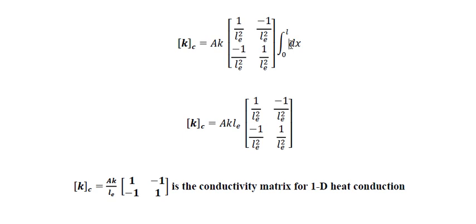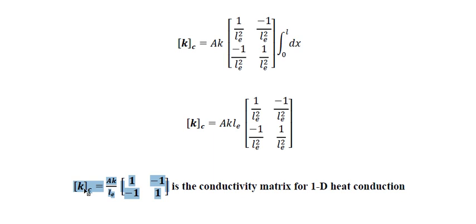What is the integration of 1 dx? After applying the limits, x becomes L, or Le. So that Le is taken outside and this matrix is written. So A K Le into 1 by L square, minus 1 by L square. After simplification, the conduction matrix is given by A K by Le times the matrix 1 minus 1, minus 1 1. This is the conductivity matrix for 1D heat conduction or 1D heat transfer.